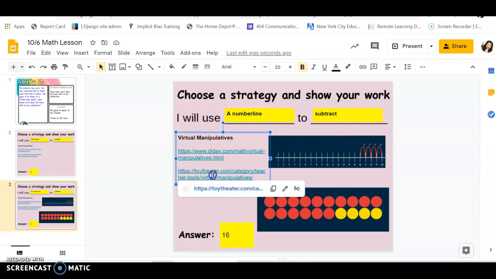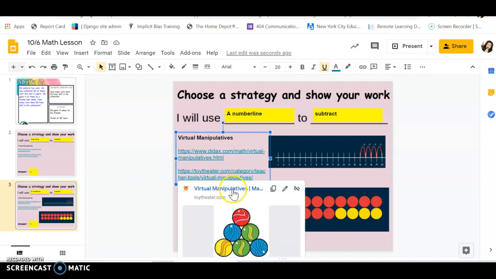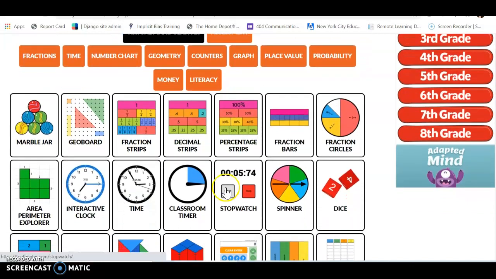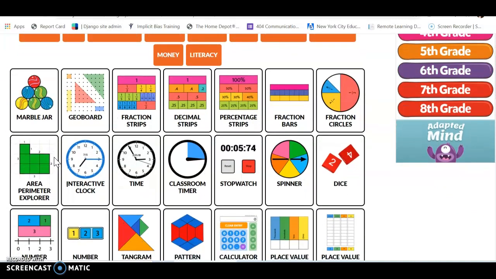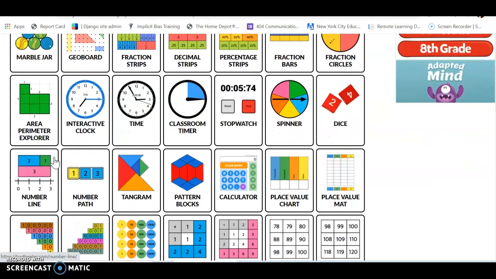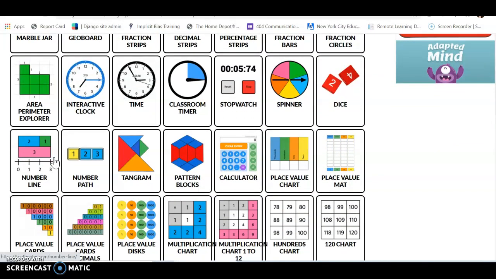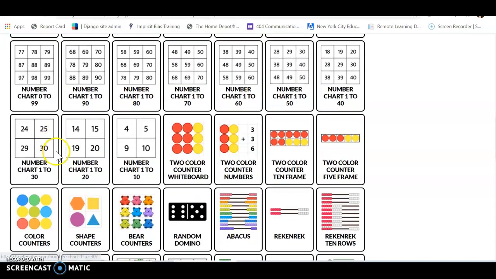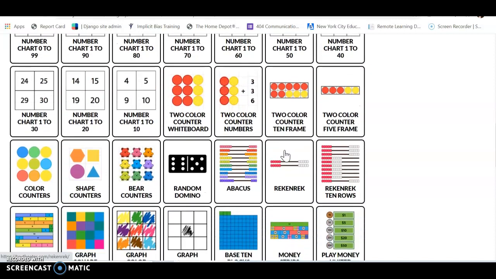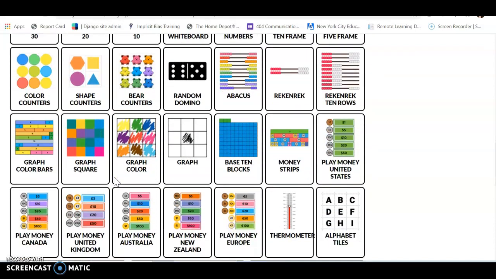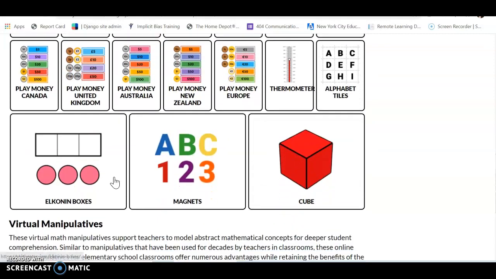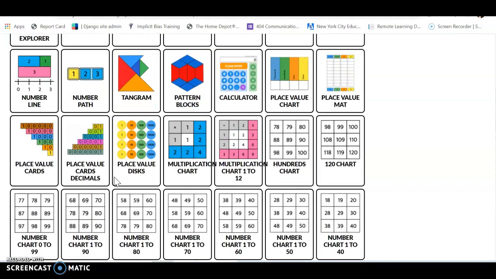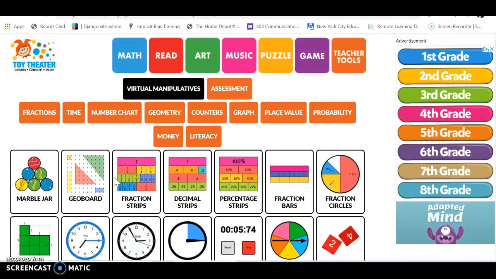Let me show you the other link that I sent you. It's similar. It has other virtual manipulatives. Here you have some marble jars, and you can play around with this today. The one thing I want to say is that you'll probably need Flash Player. So if you do, you might have to download it. There's a lot of hundreds charts. There's a lot of counters that help you counting, teddy bear counters. So whichever site is easier for you to find the manipulative or strategy that you need, please feel free to use it. And that was our lesson for today.